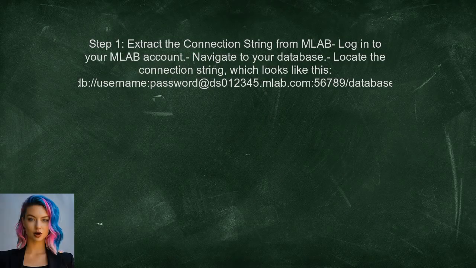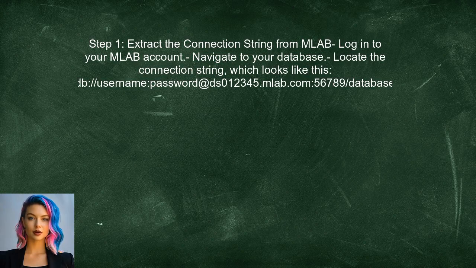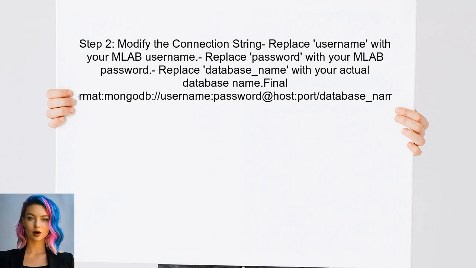To connect an MLAB MongoDB database to RoboMongo, the user first needs to extract the connection string from MLAB. This string contains all the necessary information to connect to the database. Next, the user should modify the connection string to fit the format that RoboMongo requires. This involves replacing the username, password, and database name with the appropriate values.